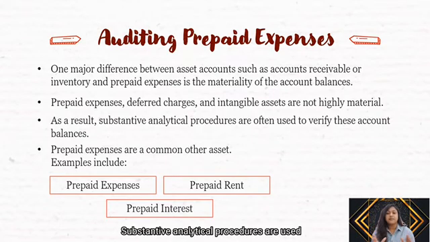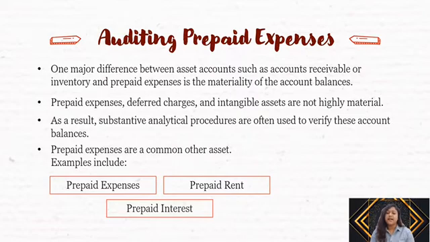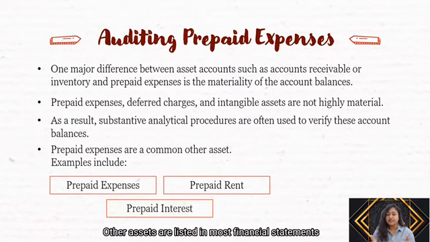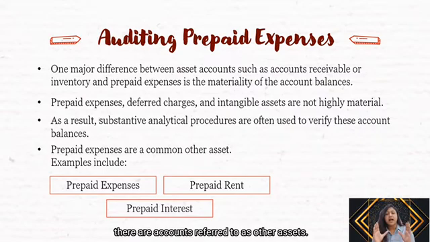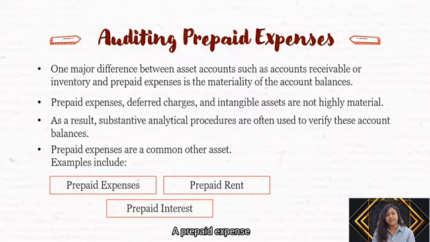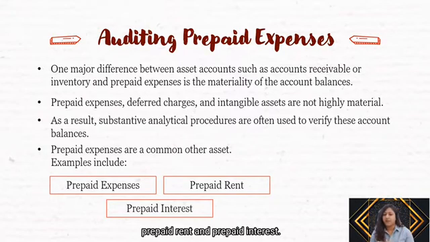Substantive analytical procedures are used to verify account balances. Other assets are listed in most financial statements, and in most financial statements there are accounts referred to as other assets. A prepaid expense is a common type of asset. Prepaid expenses also include prepaid insurance, prepaid rent, and prepaid interest.